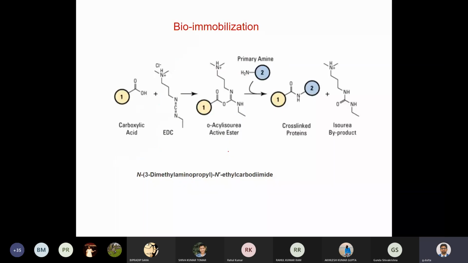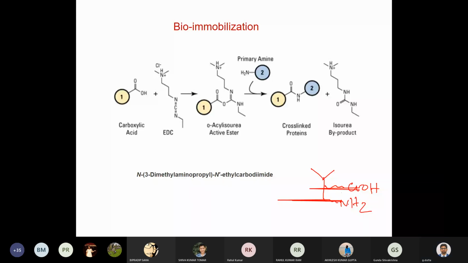So, bioimmobilization. Your antibody is your bioreceptor. I am always taking the example of an antibody, but it can be anything, like an aptamer or some other receptor. As an example, I am taking an antibody. An antibody may contain some free functional group. It can be an amine group or a carboxylic group. Amine means NH2, carboxylic group means COOH. All antibodies have this kind of functional group.